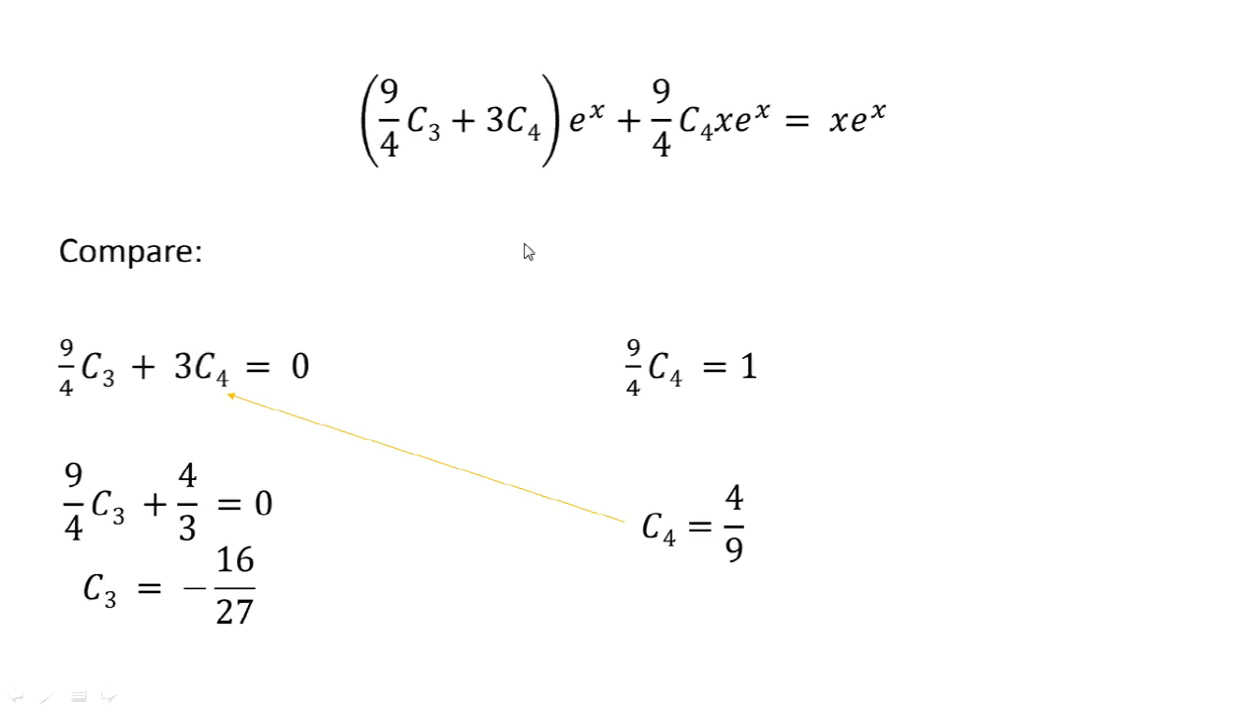Next, we compare the left side of the equation to the right side. As we can see, the right side does not have the term e to the power of x, so we equate 9/4 c3 plus 3 c4 equals 0. But for the term x e to the power of x, the right side has the constant 1 in front of it. So we equate 9/4 c4 equals 1, and when we solve it, c4 equals 4/9. To solve for c3, we substitute this value of c4 into the other equation, and we get c3 equals negative 16/27.